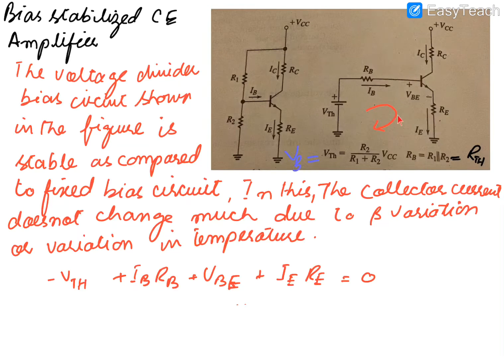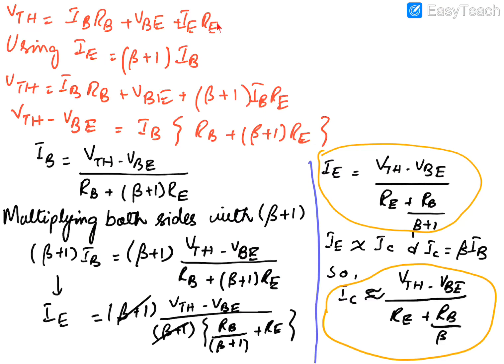So using this loop, minus V Thevenin plus IB RB plus VBE plus IE RE is equal to 0. From this you can find the value of V Thevenin. Also IE is equal to beta plus 1 times IB. You can put the value of IE in this equation, and from this you can find the value of IB by taking IB common. IB is equal to V Thevenin minus VBE divided by RB plus beta plus 1 times RE.